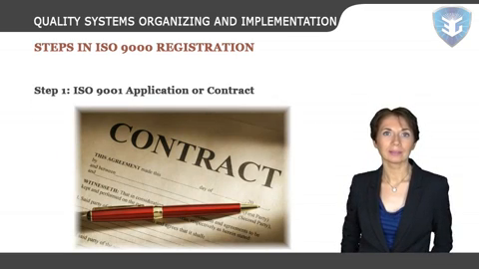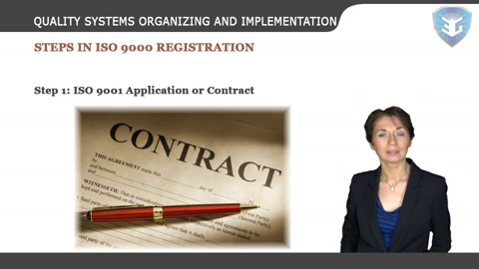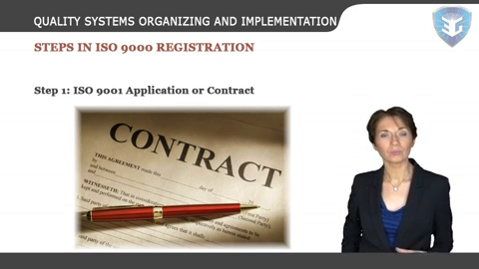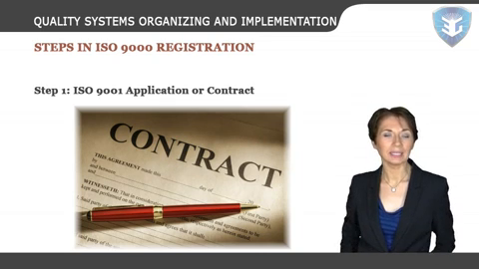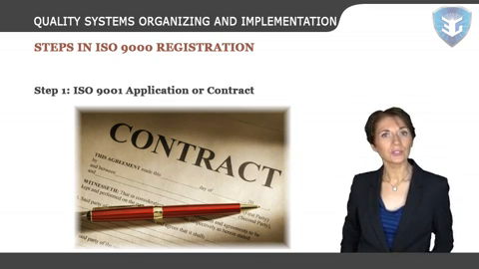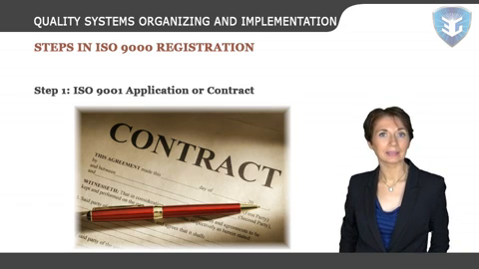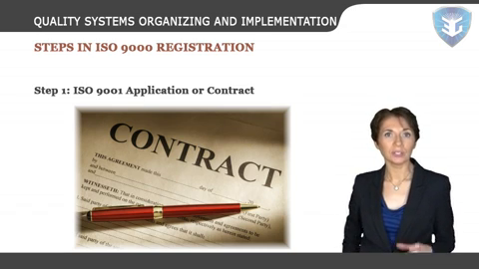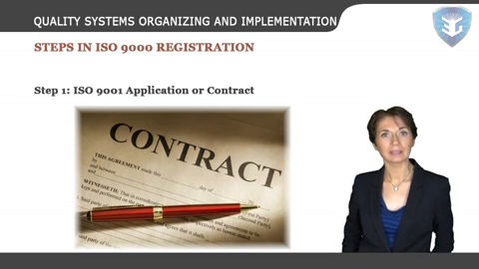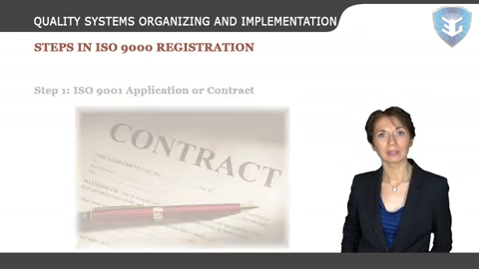Step 1. ISO 9001 application or contract. The registrar's access rights to facilities and information. Confidentiality issues. Rights to appeal or file a complaint. Instruction on the use of registration certificates. Conditions for terminating the application.